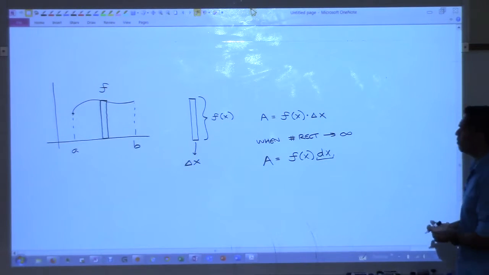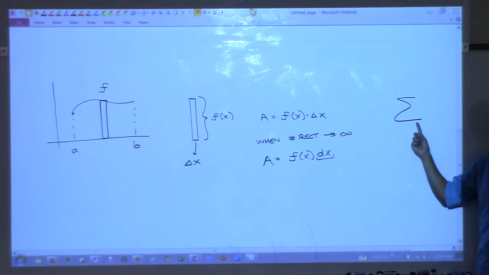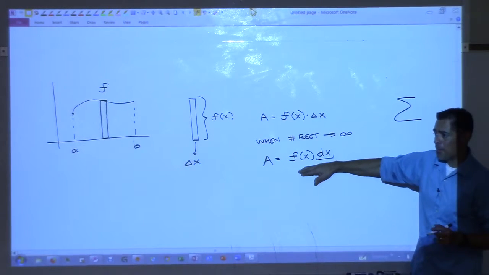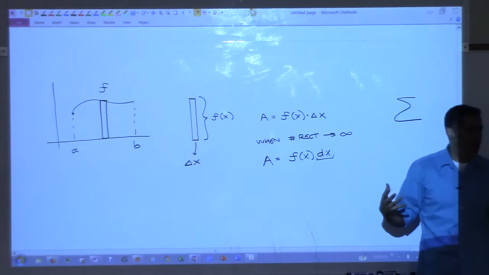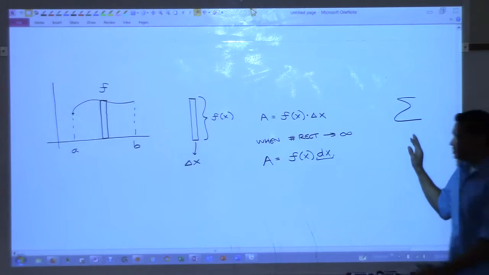And do you remember in the Riemann sums, we use that notation to add things up, right? So what we do is we want to add these up, right? But we want to add up an infinite number of them. So we don't use this notation anymore when we want to add up an infinite number of things. We use this notation.